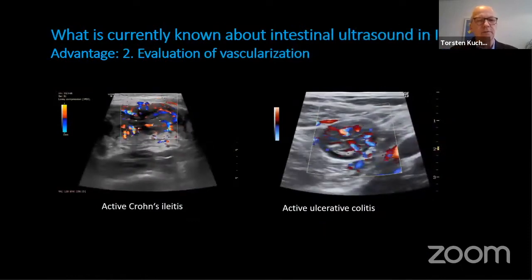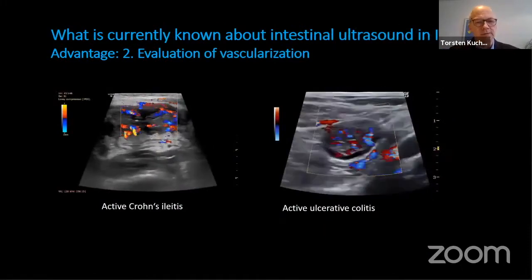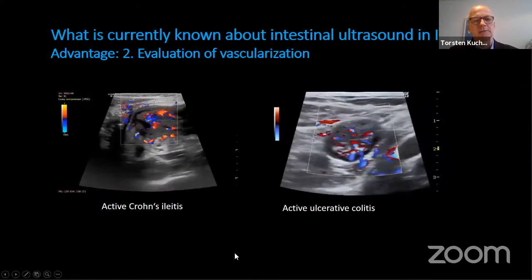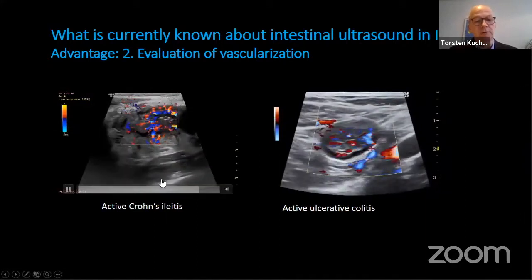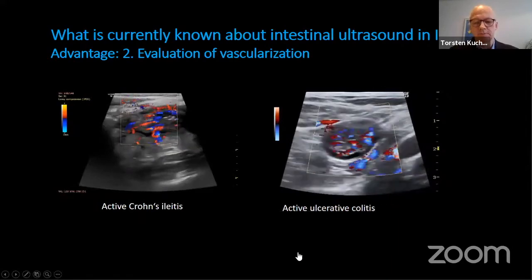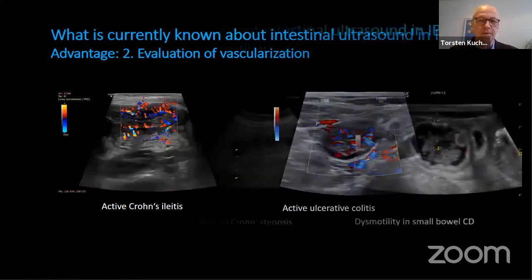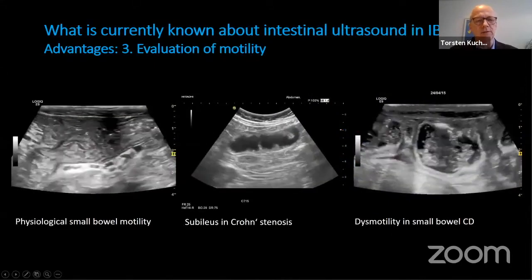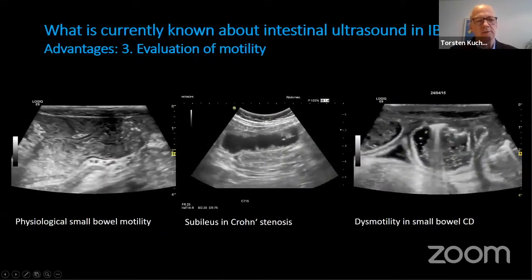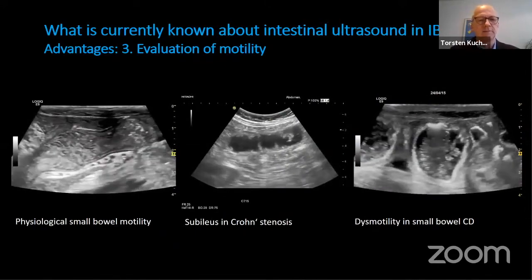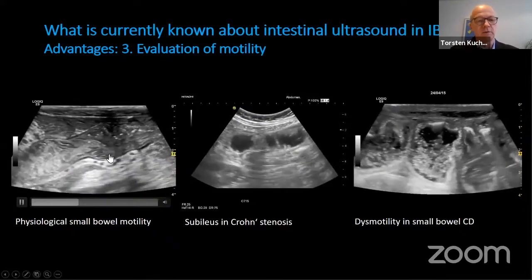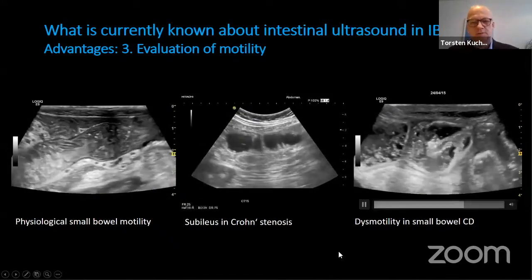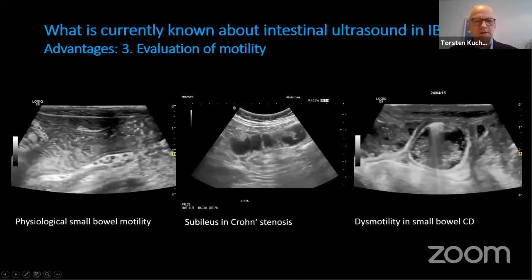The second advantage, and you've already seen this in Britt's talk, is the evaluation of vascularization. You have a semi-quantitative assessment of vascularization, which provides information about the activity, here in a patient with active Crohn's ileitis, and in a patient with ulcerative colitis on the right-hand side. And the third advantage is the evaluation of motility. There's actually no other cross-sectional imaging that can provide such beautiful information so rapidly about motility of the small bowel. As you can see here, there's physiological small bowel motility. This is subileus in Crohn's stenosis, and this is dysmotility in small bowel Crohn's disease.